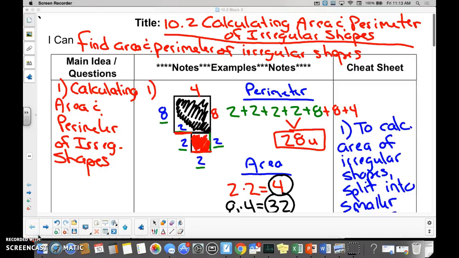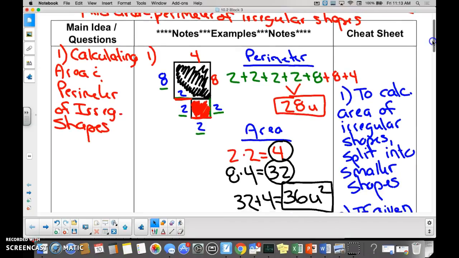10.2 calculating area and perimeter of irregular shape. I can find area and perimeter of irregular shape. All right, thanks, Juan. So the whole goal of this lesson was to find the area and the perimeter of irregular shapes. And there was really just one main idea, but there's quite a few notes here.